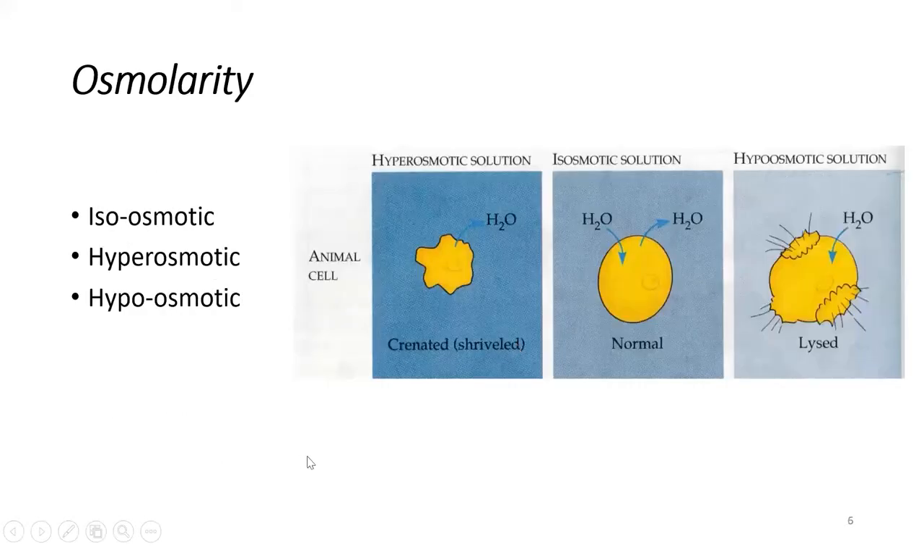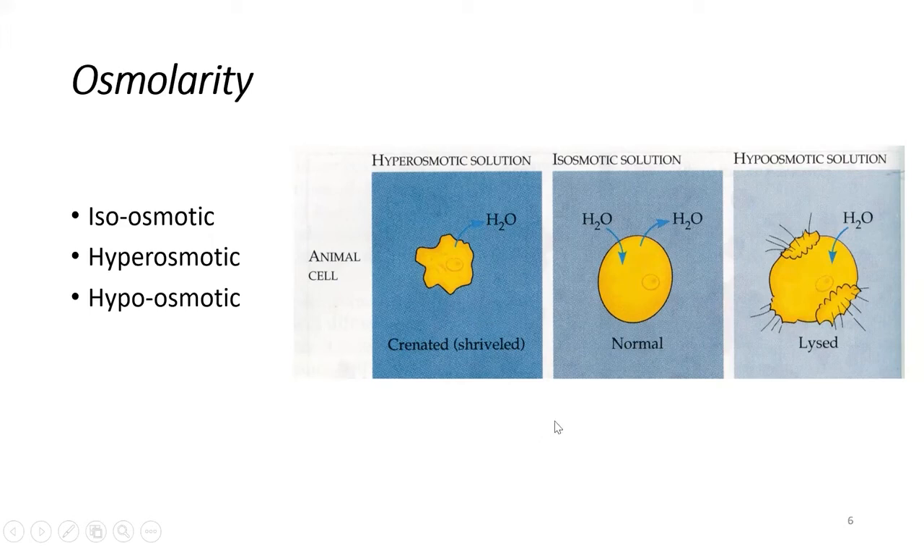And as we speak about osmolarity, we can talk about three different states of a cell. Let's say we have a normal eukaryotic animal cell and we place it into a solution that is isoosmotic. This is normal. We don't see any water movement, because both areas, inside the cell as well as outside the cell, have the same osmolarity. And so there's no fluid movement from one compartment to the other.